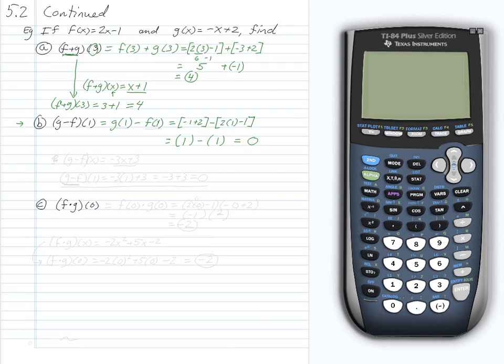However, recall that the difference function g minus f of x is given by negative 3x plus 3. So we could also calculate g minus f of 1 by plugging 1 into this function. And that's negative 3 plus 3, which is 0.